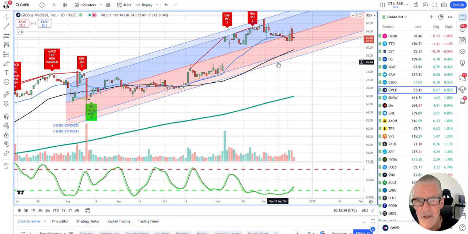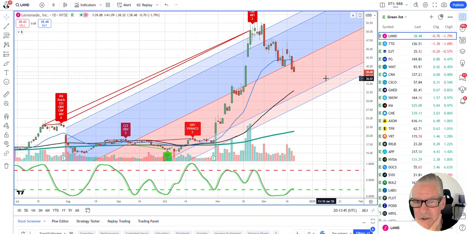GME is also outperforming. Here's your power gap. We're not inside the gap. We're holding at the 21. And I think that was about it. We'll take a look at Le Mans because I know there was somebody in the room interested.